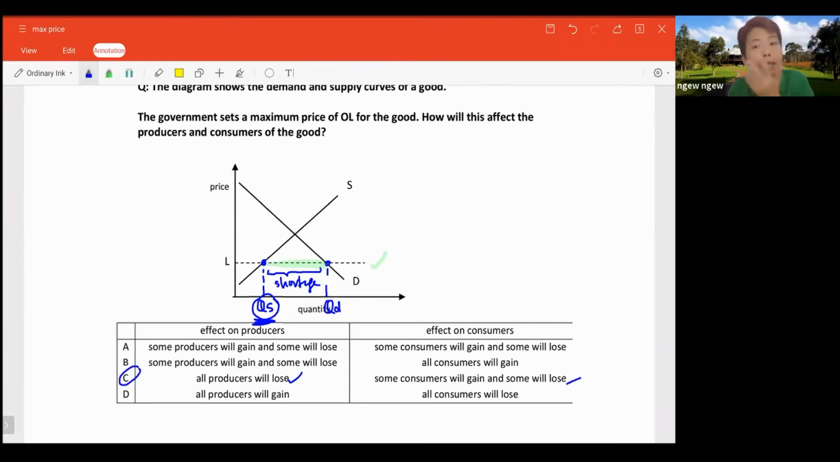That is the second common trait for maximum price. And let's look at the last trait.